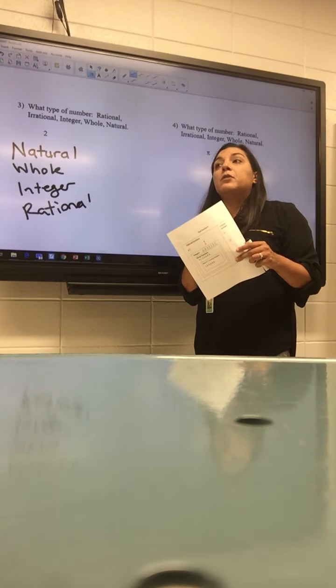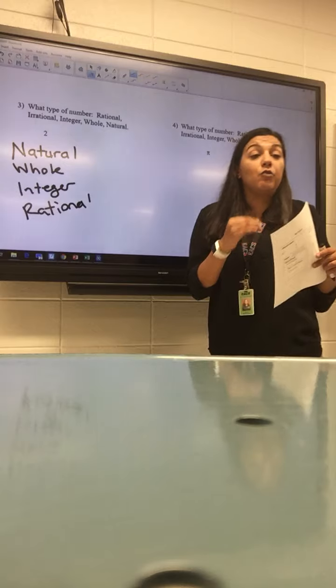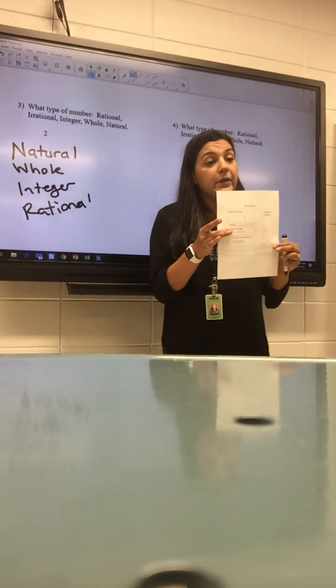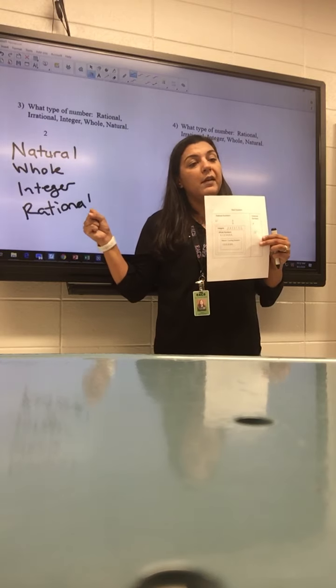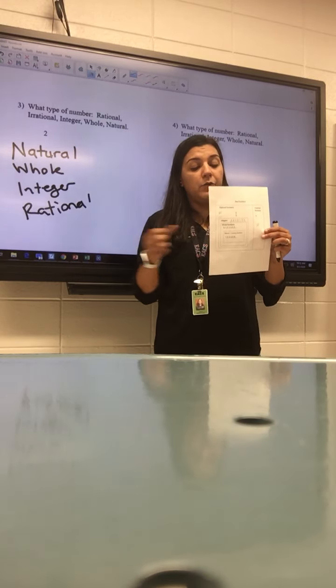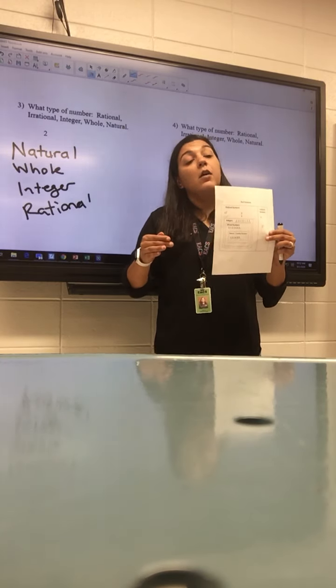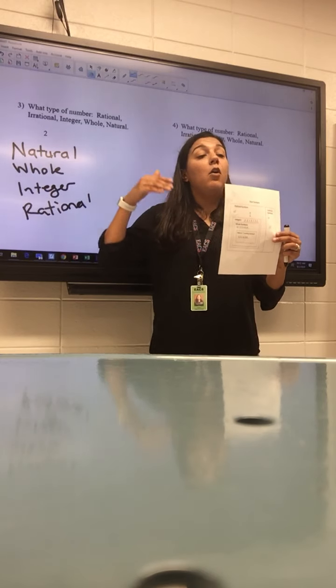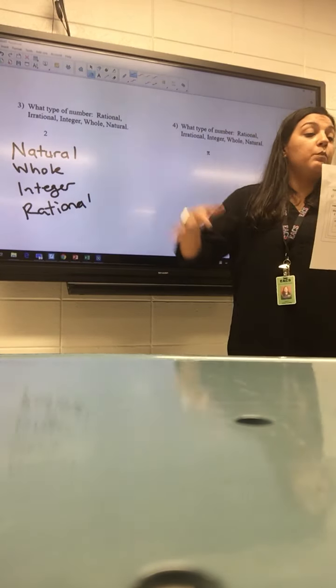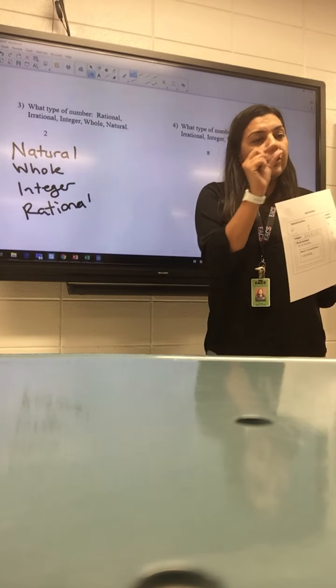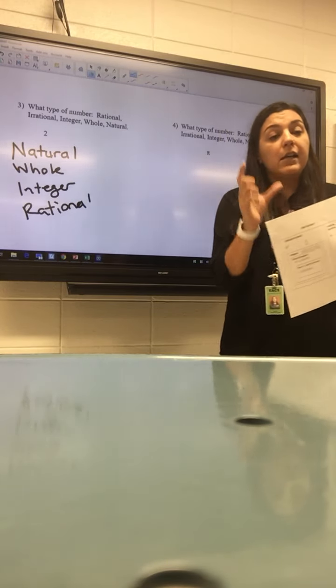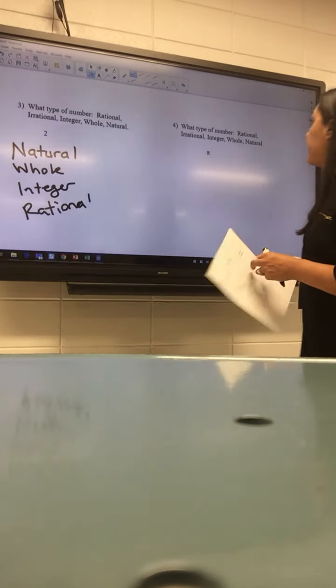So maybe the number's 100. Yes, I understand that there are zeros in there and that whole numbers have zeros. But we're talking about zero itself, 1, 2, 3, 4, 5, 6, 7, 8, all the way out to 500. Natural would be 1, 2, 3, 4, 5, 6, 7, 8, 9, 10, all the way out to 500 bazillion million, okay? We're not looking at each digit within that number. We're looking at the entire number, okay?